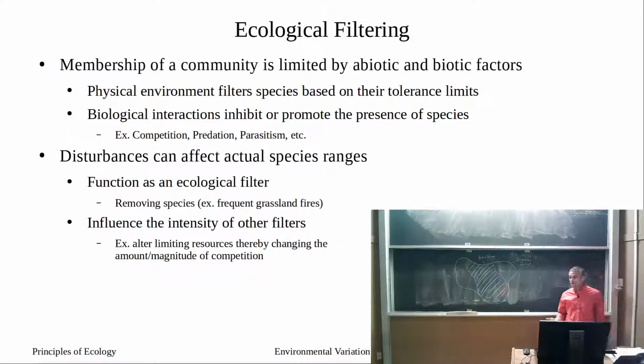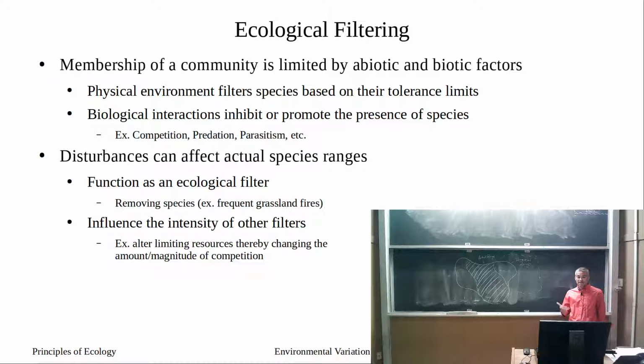An example is grassland fires. In the plains, in a grassland, you don't see trees coming up. Why is that? Well, because there are regular disturbances, and the disturbance we're talking about is grassland fires. Because they are periodic, because they come through, they exclude these larger trees from coming in and taking over and transforming that grassland into a forest.